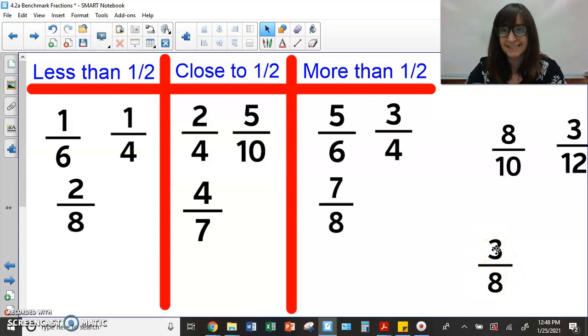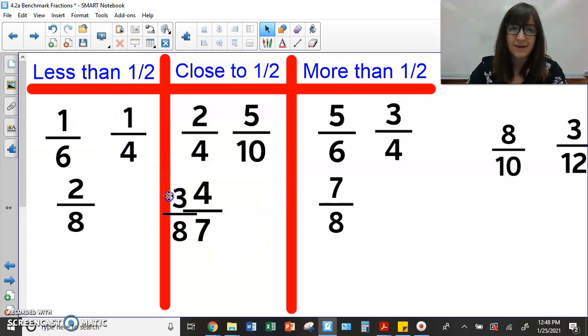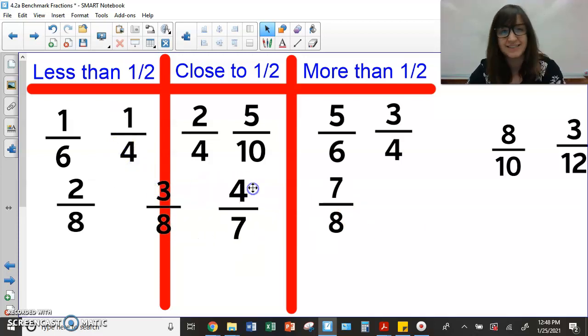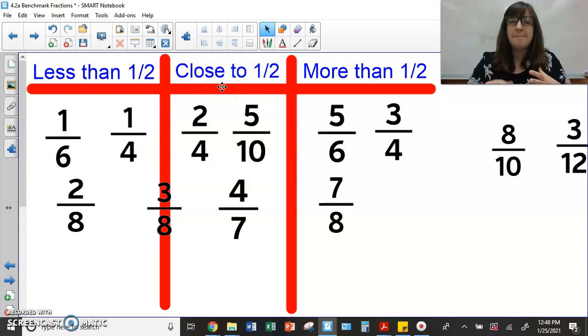3/8, it's less than half, but 4/8 would be half. So 3/8 is just one away from half. So even though it's less, I might put it over here in the close, and you might have it kind of on this line because it's technically less, it's technically close, but these categories are not all going to fit perfectly, especially when you're thinking about the definition of what is close to a half. But if I put this here, it'll remind me I might need to think through this one a little bit more if I'm comparing 3/8 to one of these in these categories.